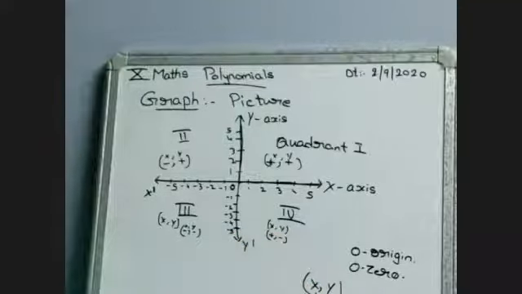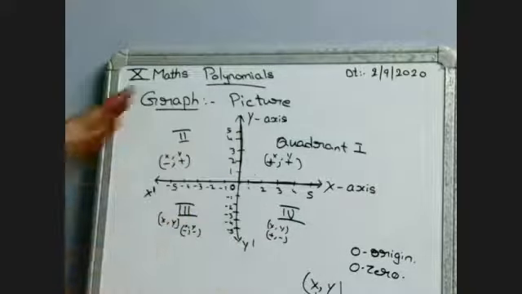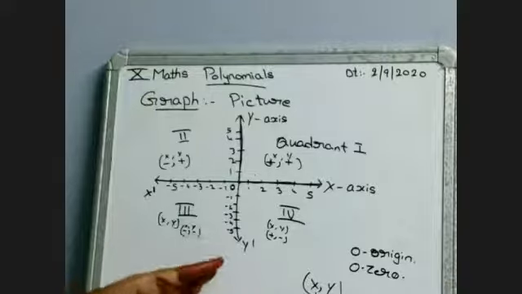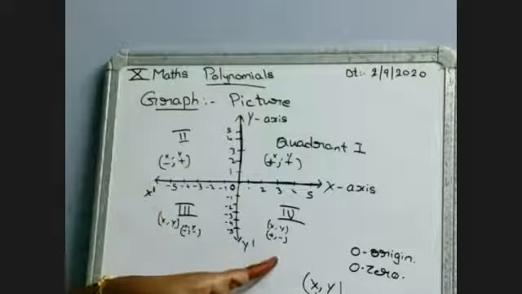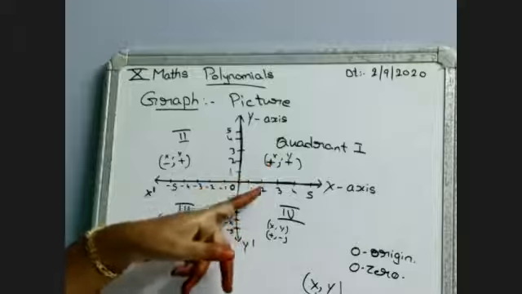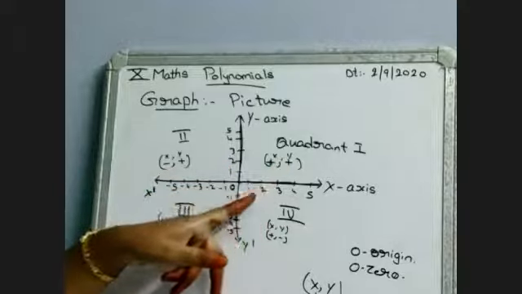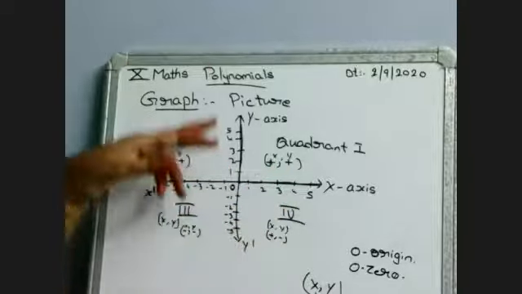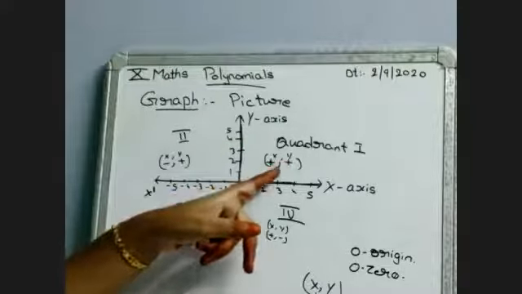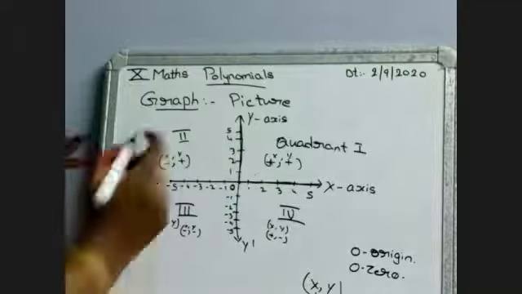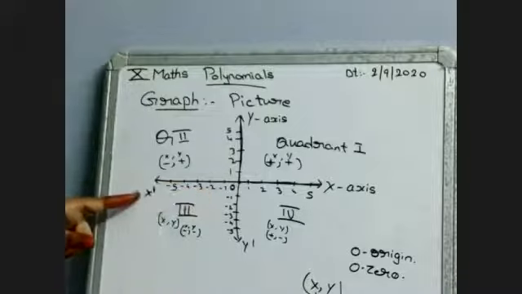So x comma y is positive comma negative. If you take this graph, we divide it into 4 parts: first, second, third, and fourth quadrant. In the first quadrant, the x-axis numbers and y-axis numbers should be positive only: 1, 2, 3, 4, 5 and so on. So we wrote positive, positive. Come to the second quadrant. Here, if you take the x values, what is it?